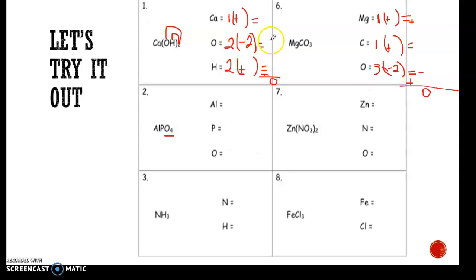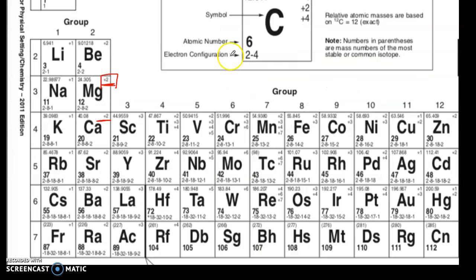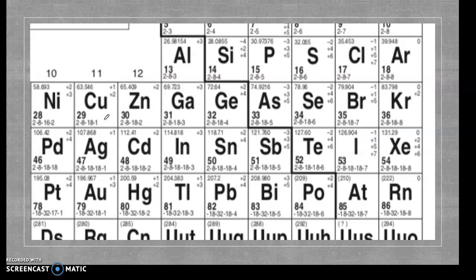So 2 times -2 will give us -4. Since this gave me a -4, I've got to figure out the rest. I'm going to go with Ca. Ca's oxidation state is a +2.